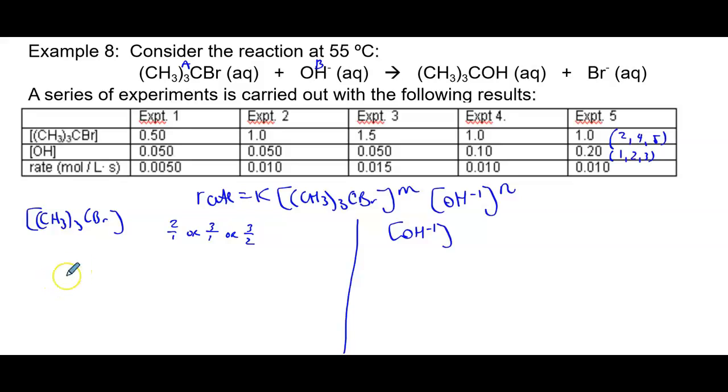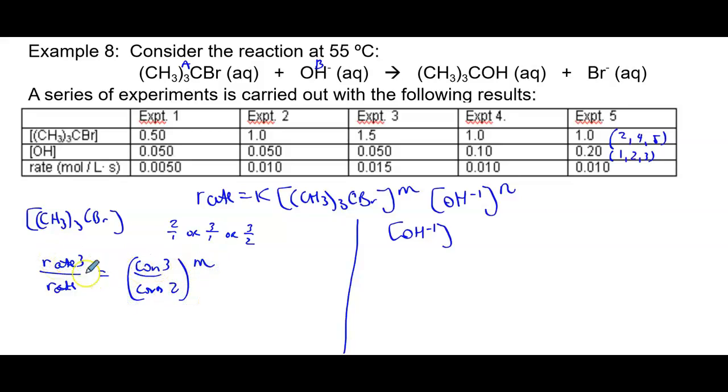Okay, so we're going to do 3 over 2. So we're going to say rate 3 over rate 2, and I just picked that at random. You could pick a different one and you should get very close to the same order. Concentration 3 over concentration 2 to the power of m.